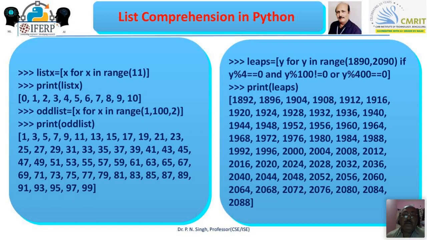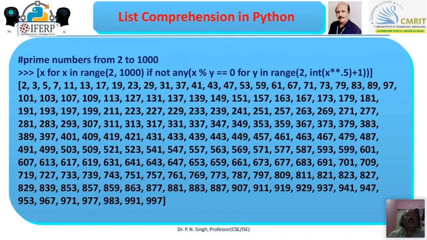So I'm moving to the next slide. It is another list comprehension, for prime numbers from 2 to 1000. It is given here, 2 to 1000, and in one line of code it is written; it will display all the prime numbers. If you give 1 lakh here also, it will display all the prime numbers from 2 to 1 lakh. I have given the list comprehension code here: if x is not divisible by y, and the range of y is 2 to the square root of x plus 1, because the range works only up to just before the last value.